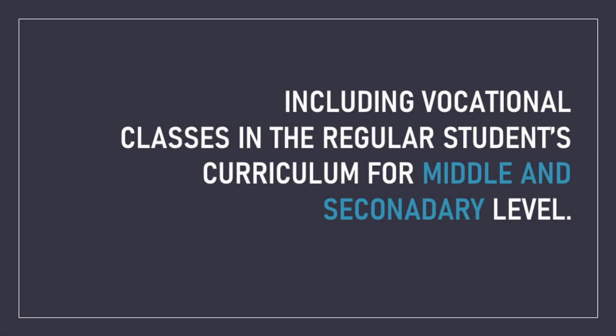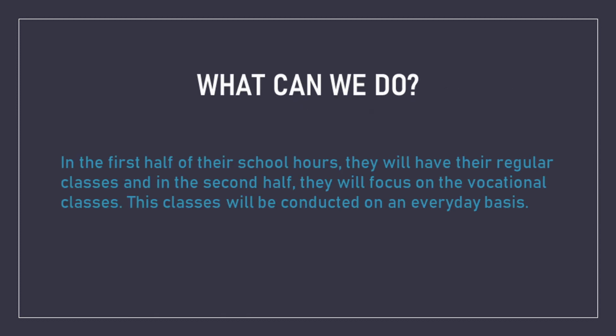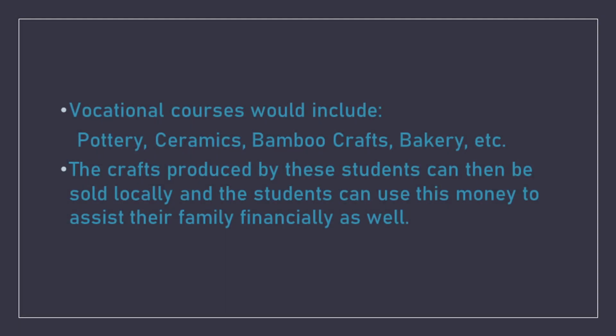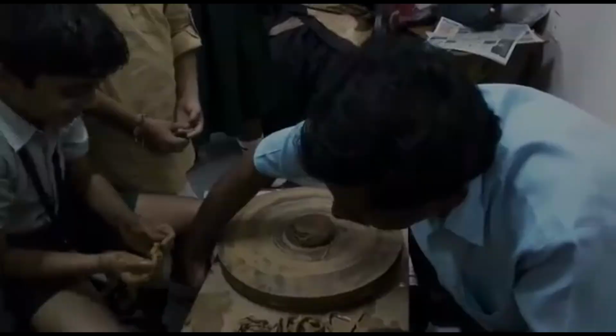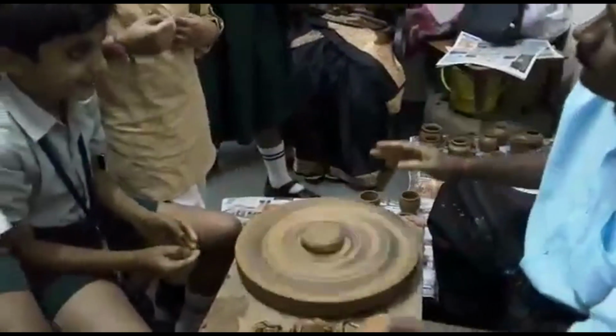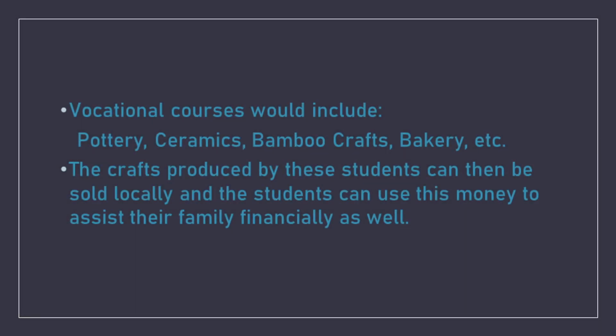We are proposing a scheme in which we add vocational courses along with the regular school courses for the middle and secondary level schools. In the first half of the school hours, we can have the regular classes, and in the latter half, we can have the vocational classes. Now, this will be done on an everyday basis. The classes on vocational courses would include pottery, ceramics, bamboo crafts, bakery, soft toy making, etc.